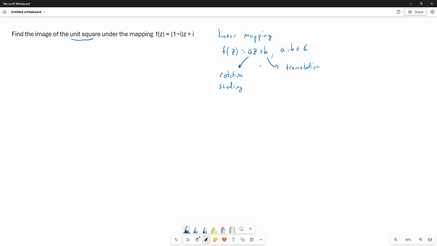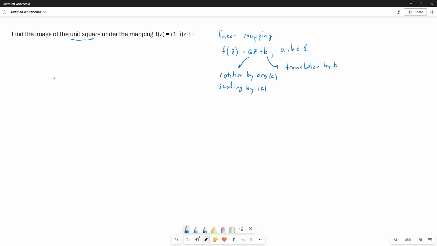So the rotation will be by an angle, the argument of a. The scaling will be by the modulus of a. So multiplication by a will cause two effects, a rotation and a scaling. And the polar form of a is what tells you both the rotation angle and the scaling factor. And the translation is just by b.